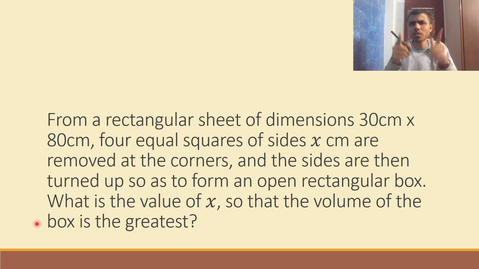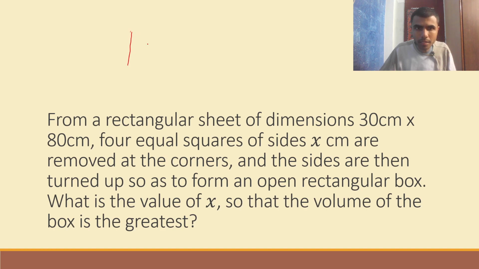Now let's see how to solve this given question. Here, from a rectangular sheet of dimensions 30 centimeters by 80 centimeters, 4 equal squares of side x centimeters are removed at the corners. I'll draw a rough diagram. In the exam you can make a better diagram, because in the exam it is needed to make a diagram. So the diagram goes something like this.